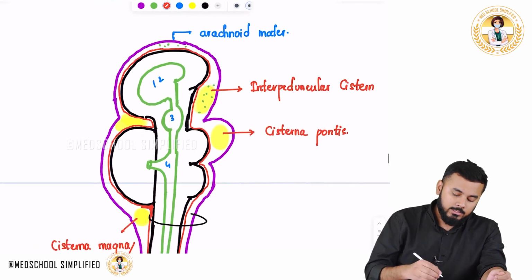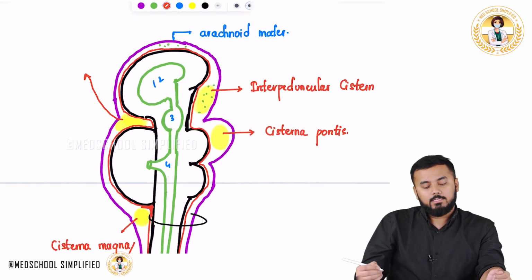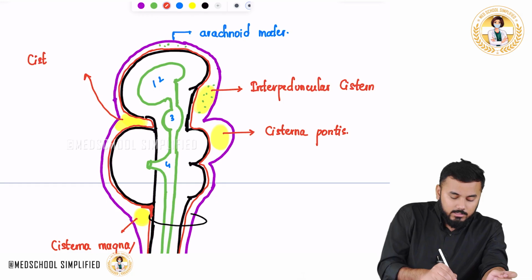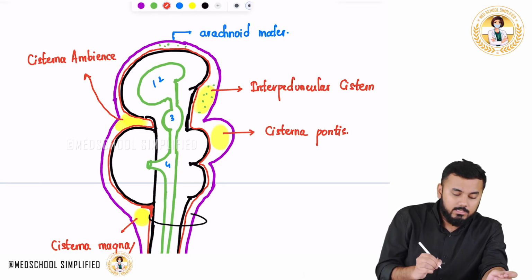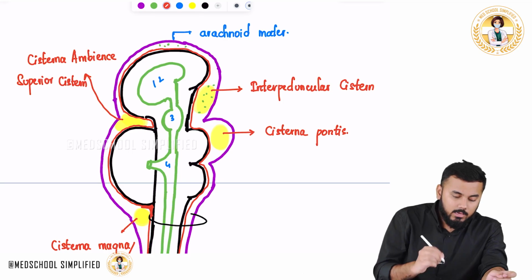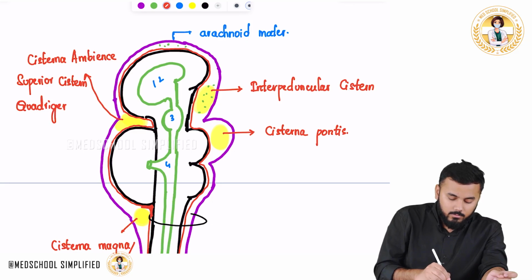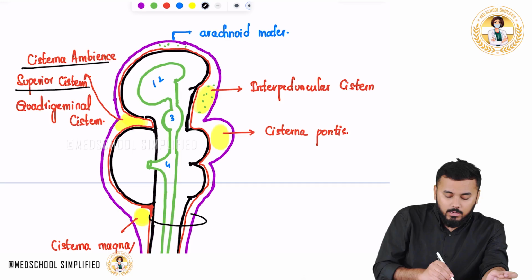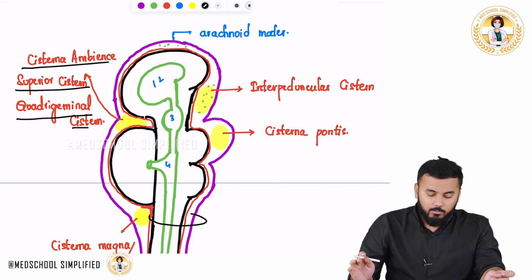And after that, the last cistern which we have here is this one. What is this cistern called? This cistern is called cisterna ambiens, or you can also call it the superior cistern, and you can also call it the quadrigeminal cistern. So cisterna ambiens, superior cistern, or quadrigeminal cistern. These are the three important names that are given.